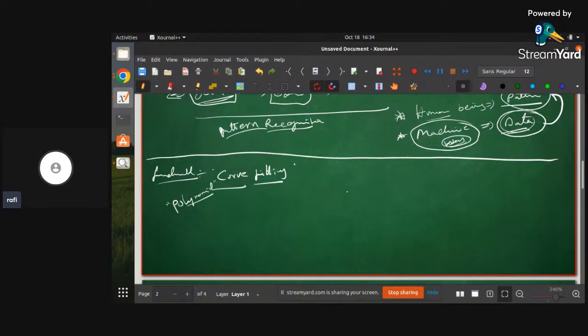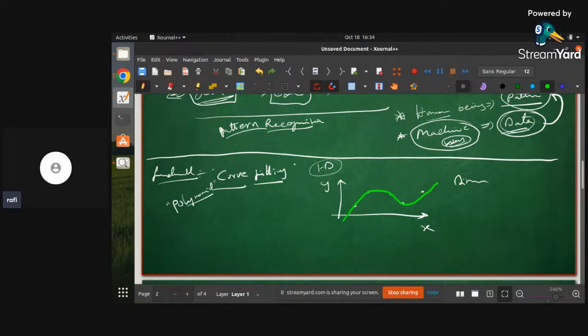So in curve fitting, you are given some points like this. These are discrete points; I'm just giving one example of one-dimensional curve fitting. You have the x and y, x comma y points. Some discrete instances of the points are given. Now you need to fill the gap between these discrete places. That means you need to find a curve which passes through these points.